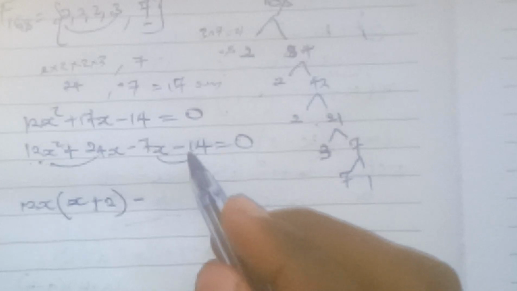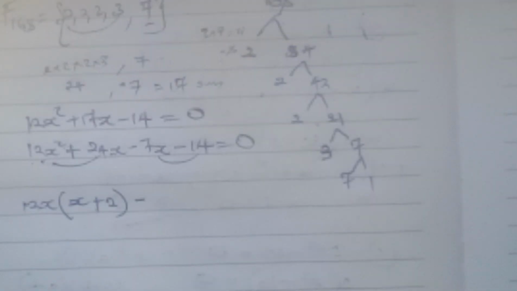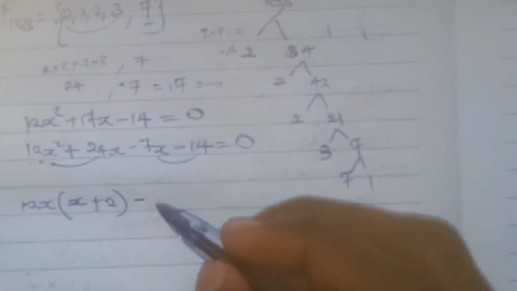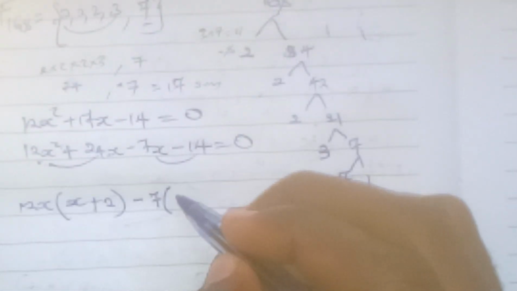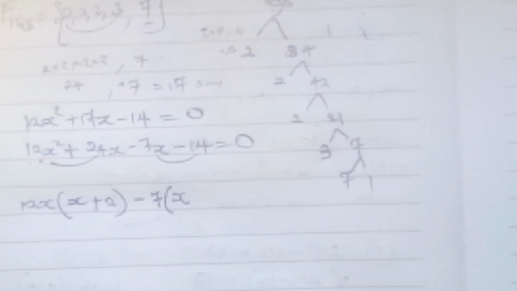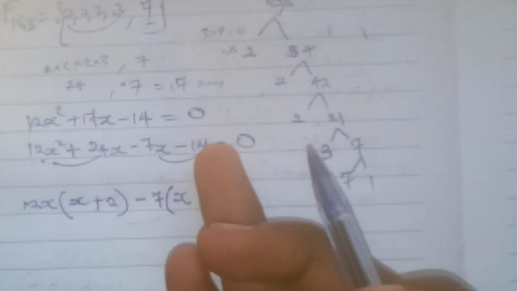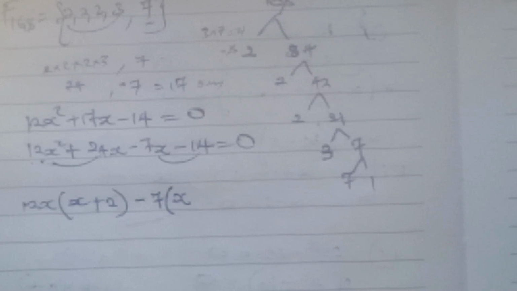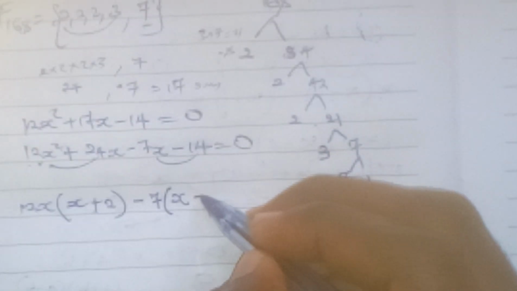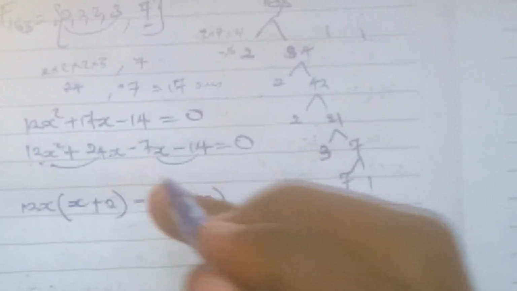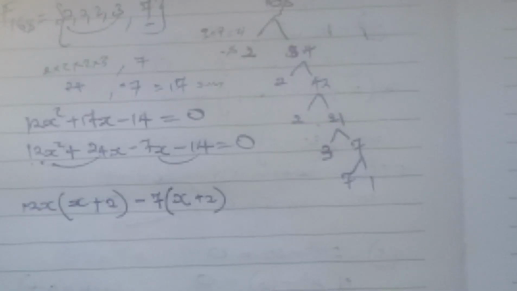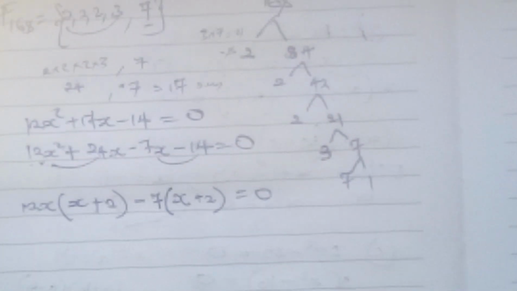Then the second pair, we have negative 7x minus 14, and you realize that negative 7 is in both. That's why I factorize out negative 7. Here will remain with x. Since negative 7 has been removed from negative 14, we are going to remain with positive 2 here, so that when you multiply 2 and negative 7, you go back to negative 14. Then the whole of that will be equal to 0.